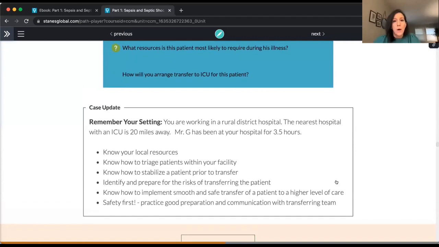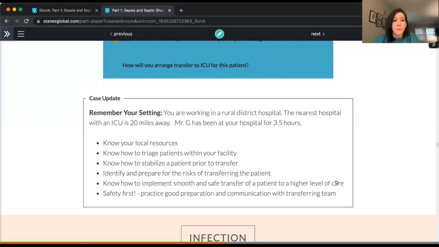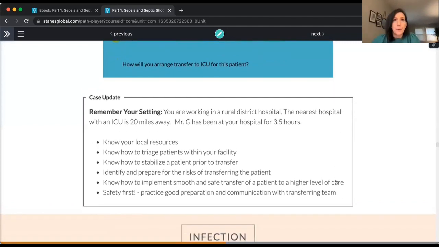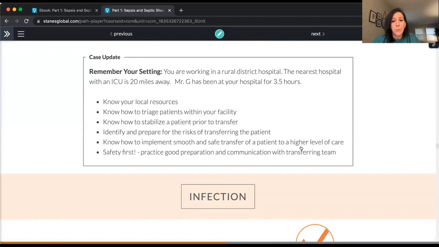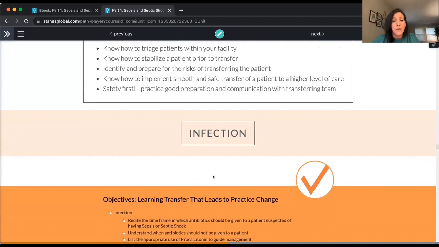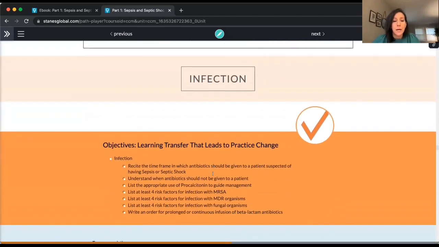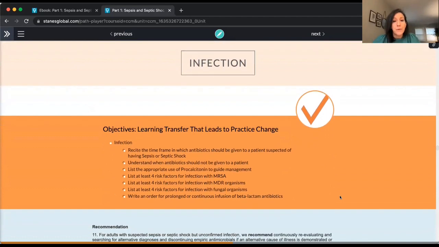Thank you. So this is actually outside the scope of the guidelines that have been published by the Surviving Sepsis Campaign. This is something that I wanted to include with the checklist, just to help you understand how to have safe transfer of critically ill patients. So it's really a separate discussion, but a very important one in my opinion. So next we're going to move on to the section about infection, and there's a lot of good information here regarding antimicrobials.